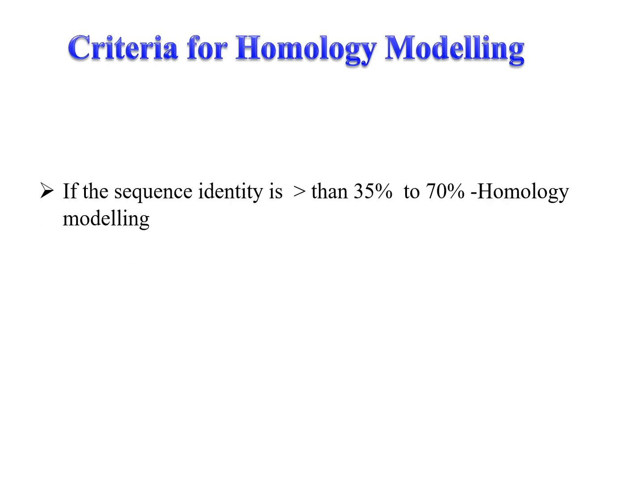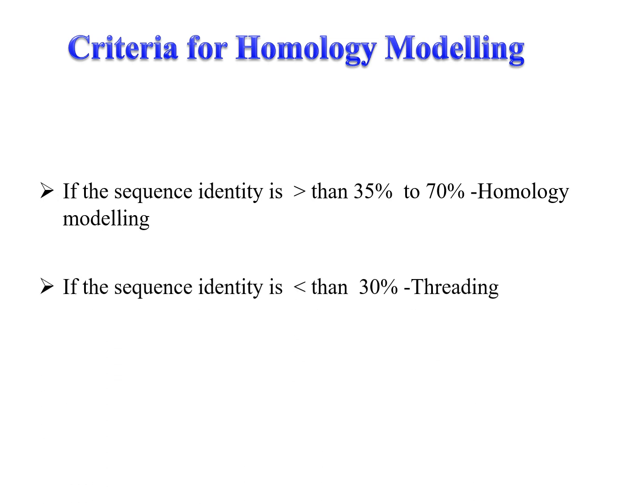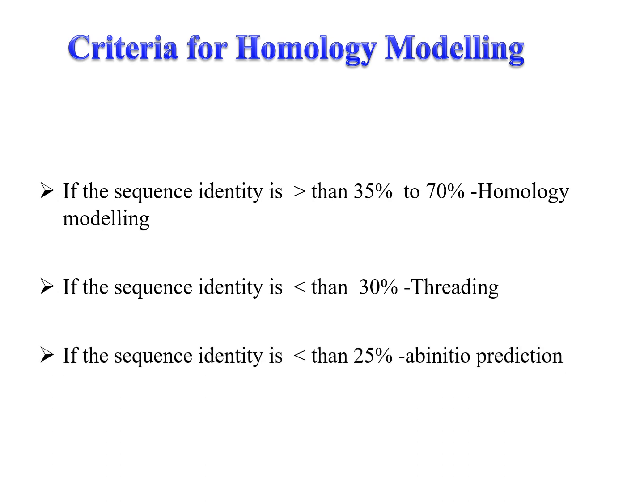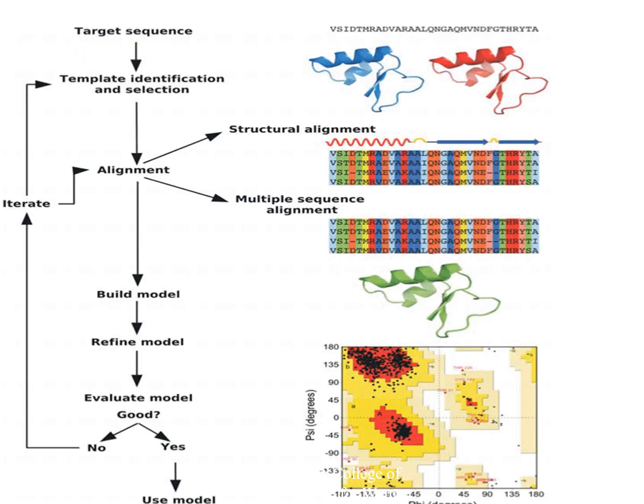Now we will see the criteria for homology modeling. If the sequence identity is 35% to 70%, then we can proceed for homology modeling. If the sequence identity is less than 30%, then we can go for the threading method. If the sequence identity is less than 25%, we can go for ab initio prediction. So this is the overall workflow of homology modeling.